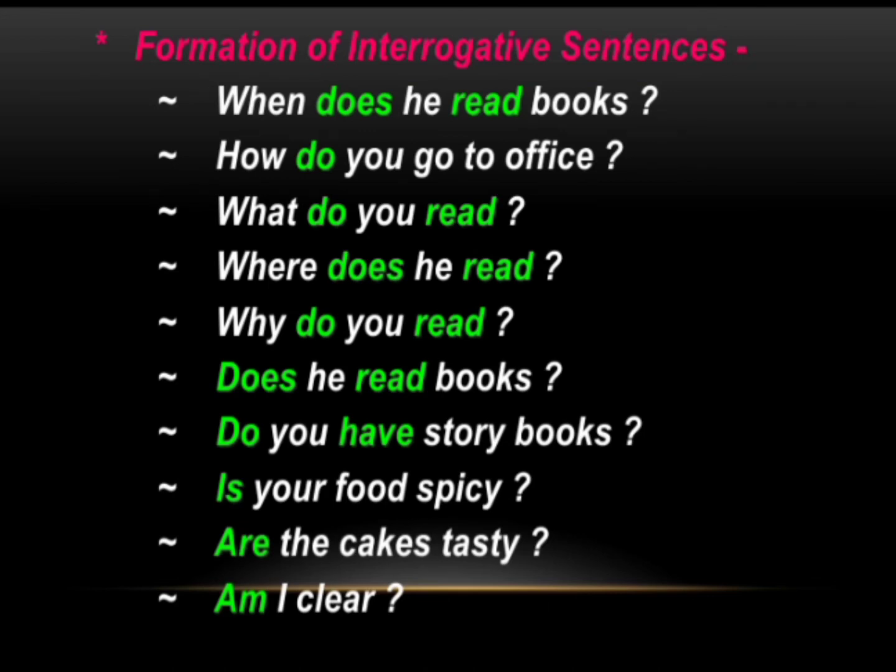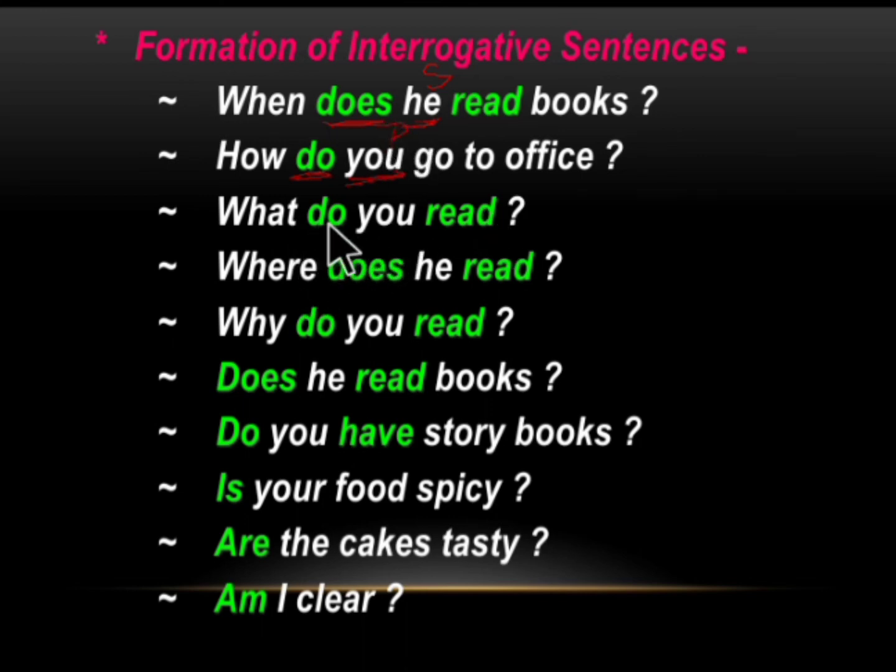Next is the formation of interrogative sentences using simple present tense. How we frame questions. The first one, when does he read books? So we have used the do verb over here. He is the subject which is singular and so we have used does. Does is to be used only when the subject is singular. So when does he read books? The next one, how do you go to office? Here we have used do because the subject is you and you is considered to be a plural subject.